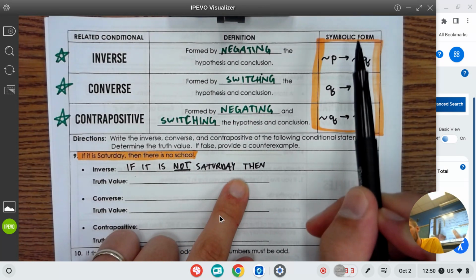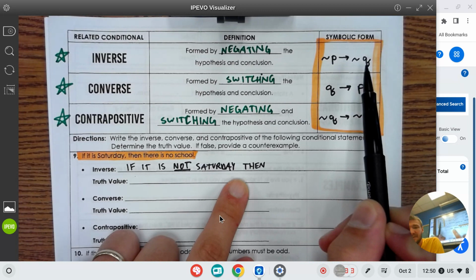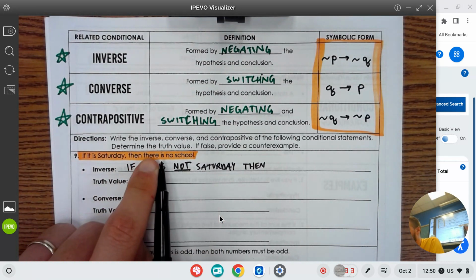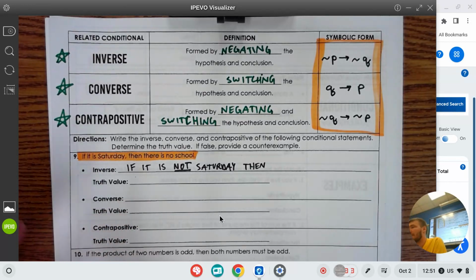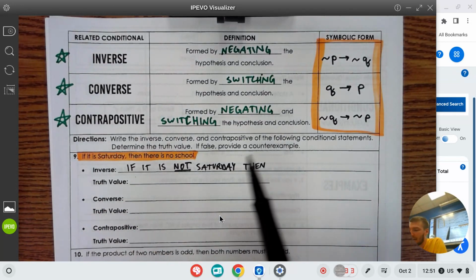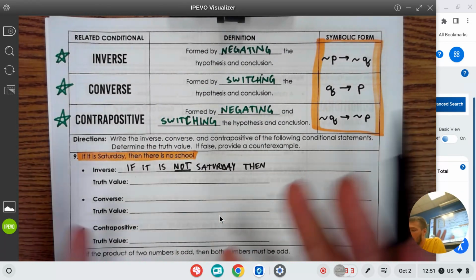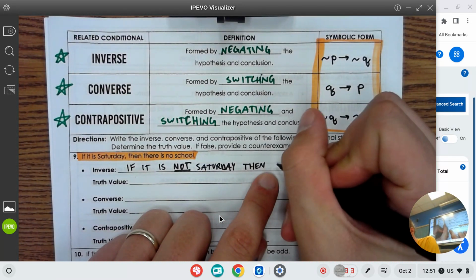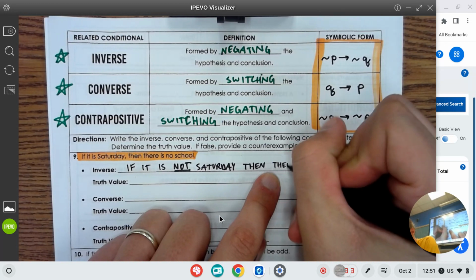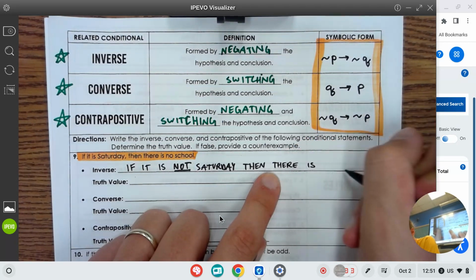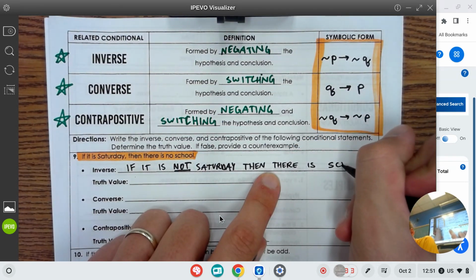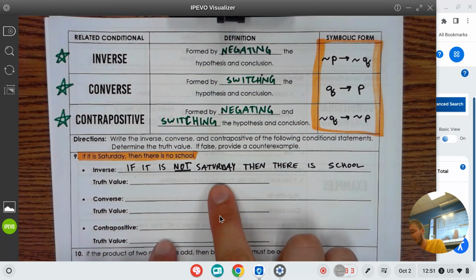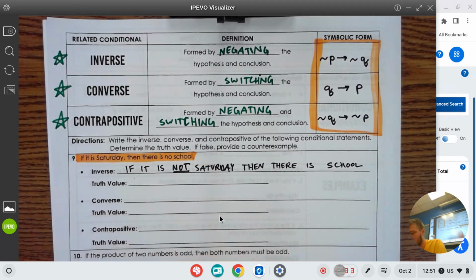we need to make sure that we also negate the Q. It says, then there is no school. It's kind of one of those double negative things, guys. We don't want to say, then there is not no school. We should just say, then there is school. Because remember, this should be the opposite of there is no school.